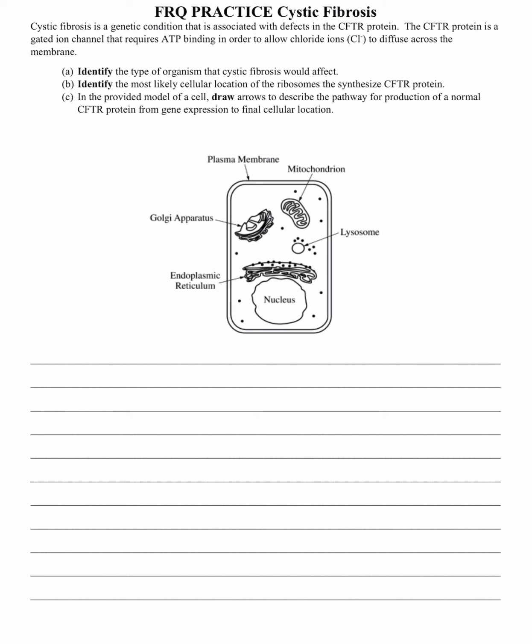Part A asks you to identify the type of organism that cystic fibrosis would affect. Now, looking at the diagram, I can see that there is a nucleus and there are other membrane-bound organelles like the mitochondria and the Golgi apparatus. So these are things that are only present in eukaryotic cells. So the answer to part A is a eukaryotic organism.